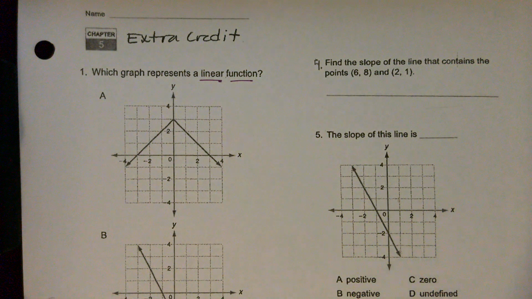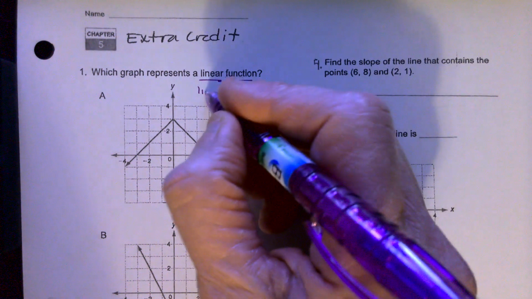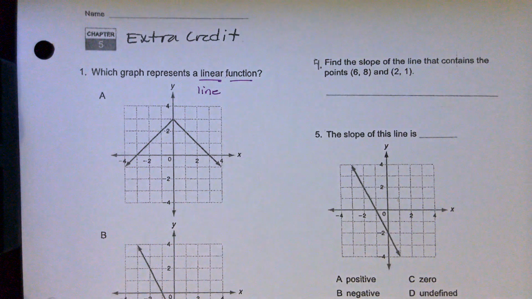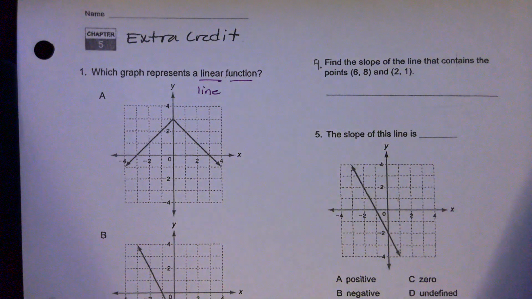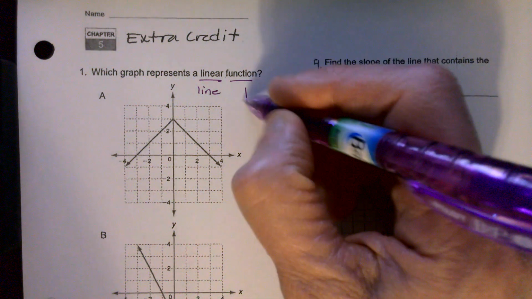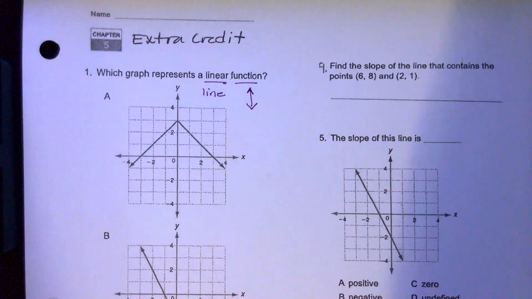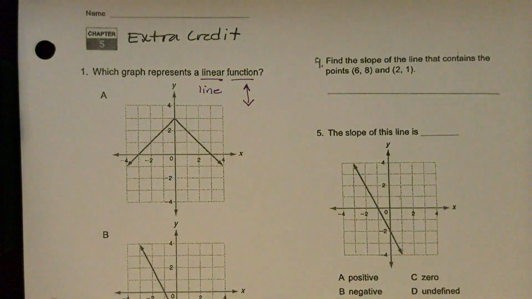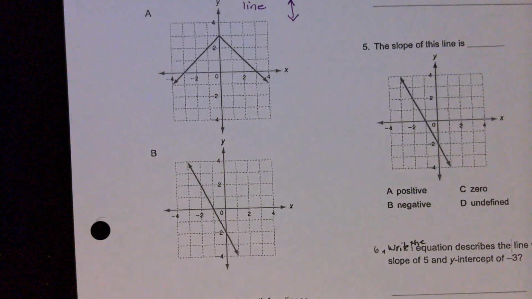Okay, so linear means a line, one line. A function means that if you draw a vertical line anywhere through the graph, it will only hit the graph in one spot. If it hits it in two spots, it's not a function. So let's look at the options here. Got these two options.